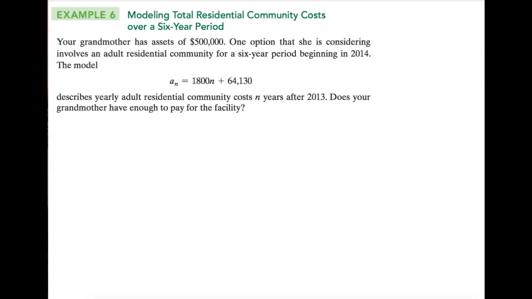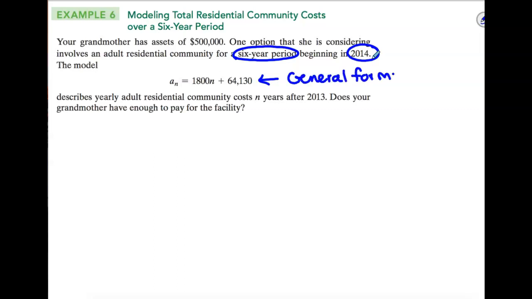And this is our model. So highlight here. Starts in 2014 for 6 years, and this is her model. So think of that as your general formula. It describes the yearly adult residential community costs for N years after 2013. Does your grandmother have enough money to pay for the facility?